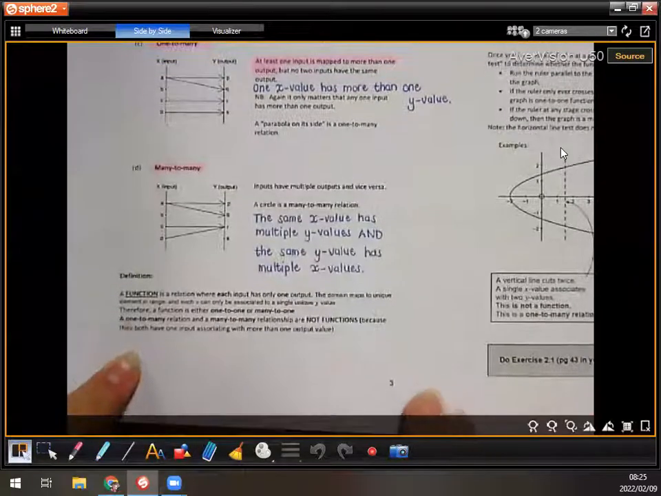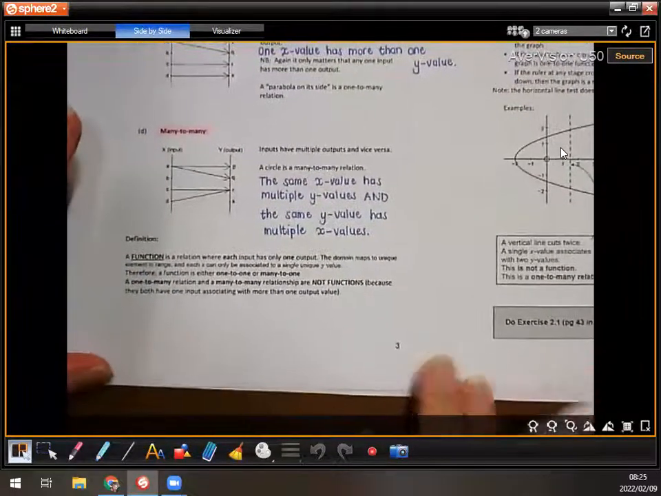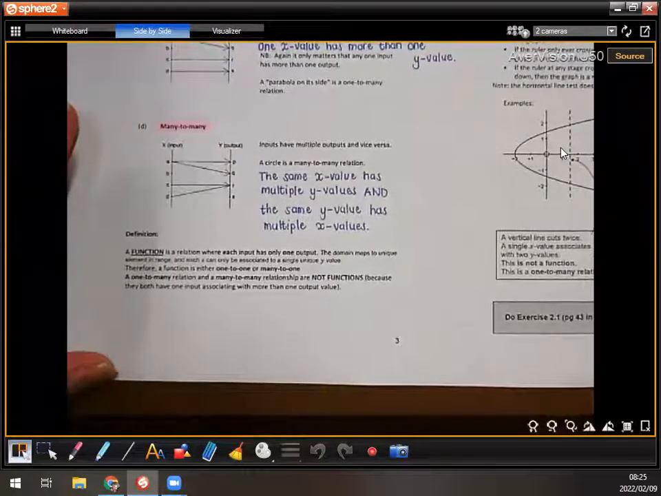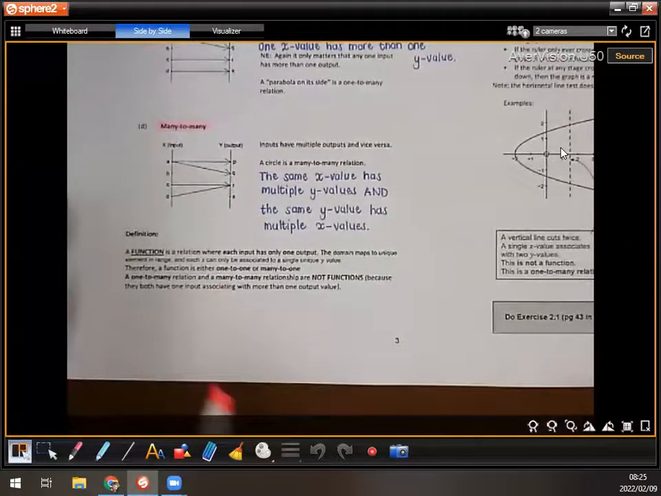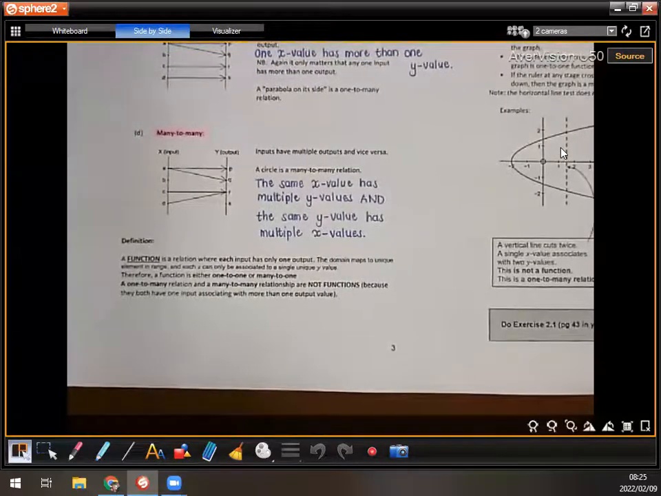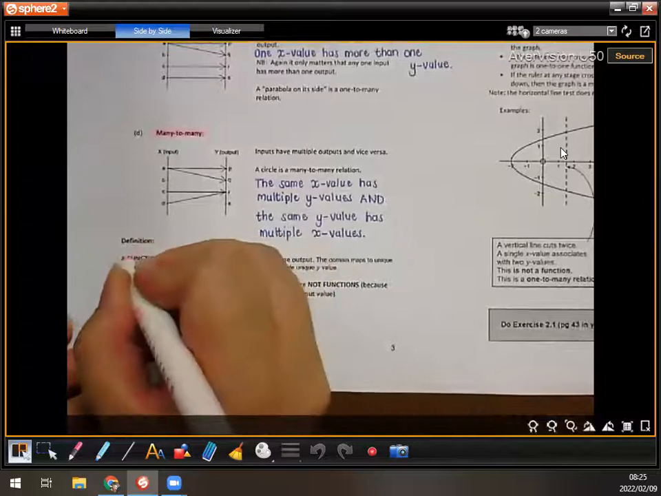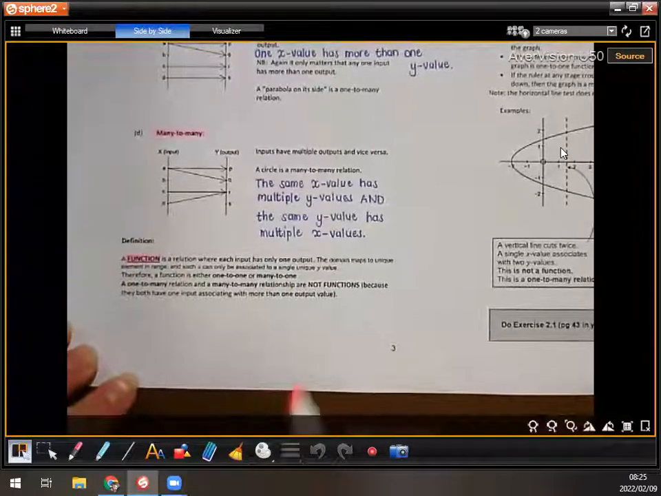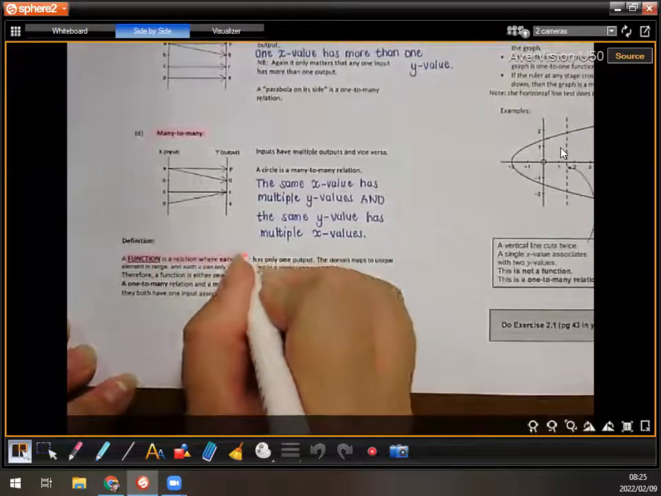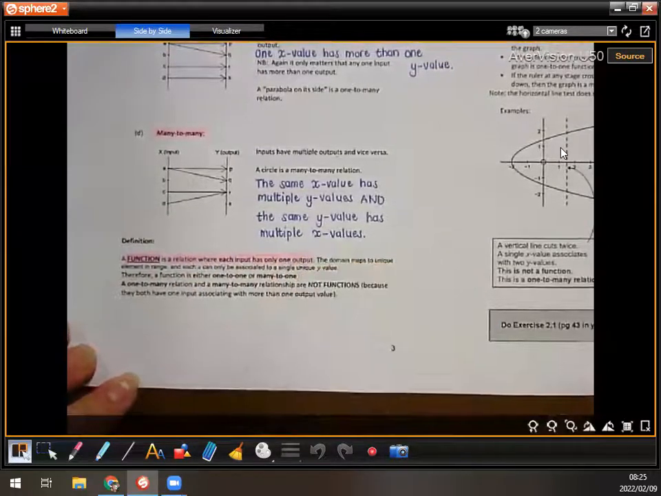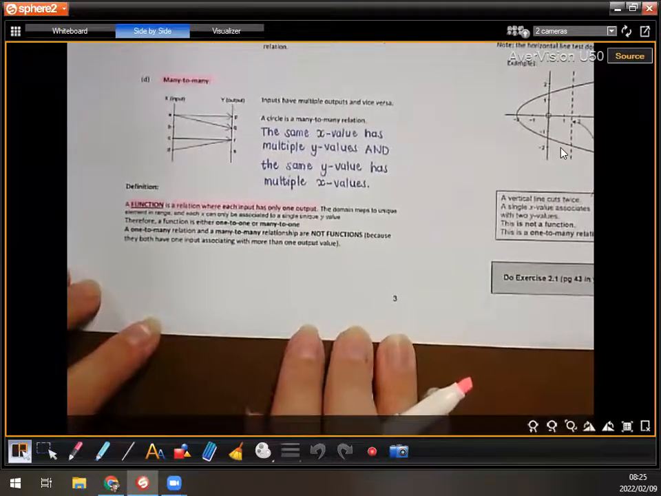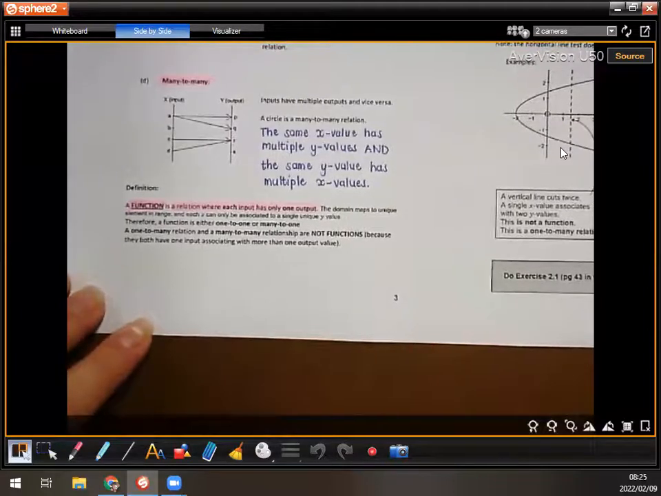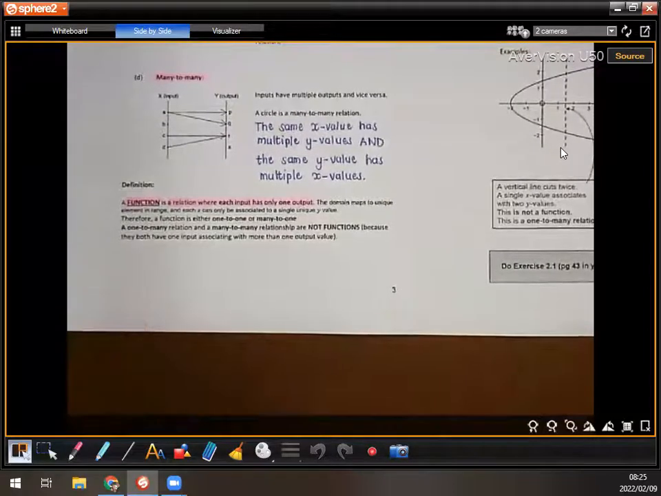Now, very important here, it's too bad that it's right at the bottom of the page because this is basically the crux of this whole first part of this chapter, what a function actually is. This whole time we've been speaking about relations and graphs, but we haven't actually spoken about what a function is. So a function is a relation where each input has only one output. And that is a definition that you do need to be able to write down.